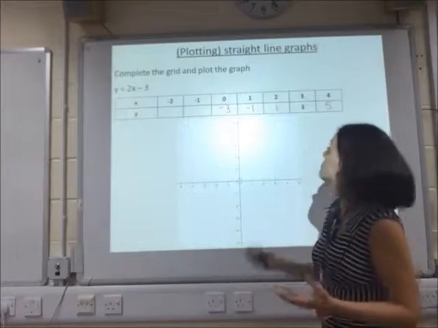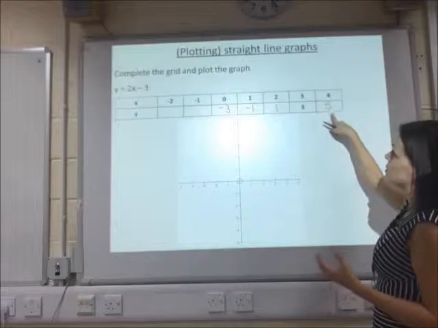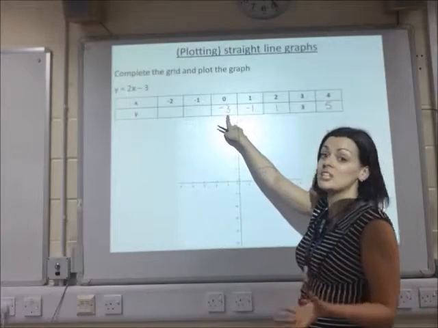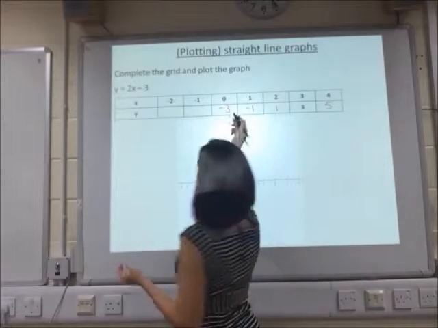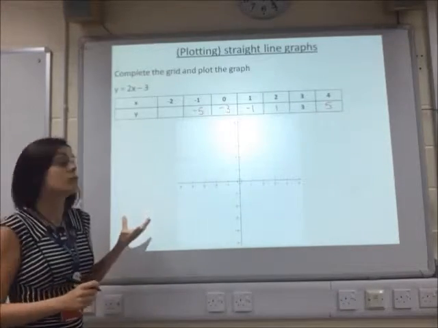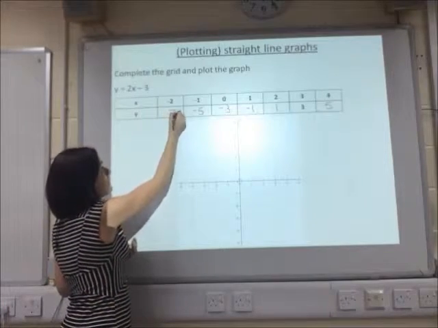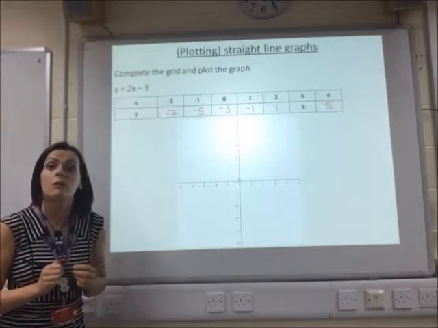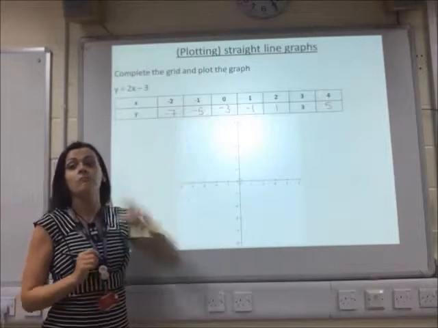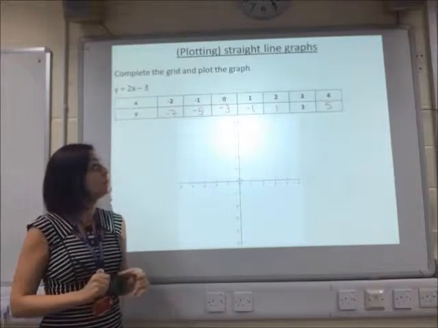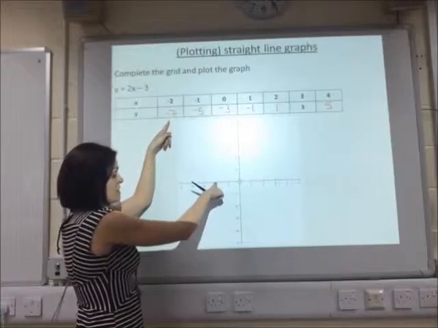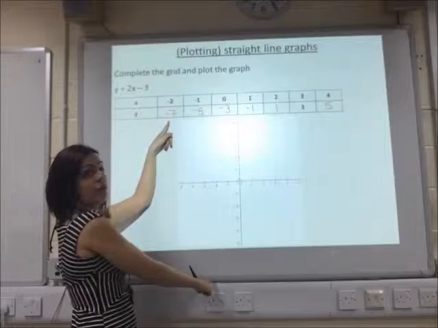Or you might spot it by now that the pattern is subtract 2 each time. So you might be able to finish it a little bit quicker by saying, well, if I take off another 2, I'm going to get minus 5. And if I take off a final 2, we're going to get minus 7. Okay, so each pair of these numbers now represents a coordinate. This one here, for example, is telling me that the point minus 2, minus 7 is on the graph.